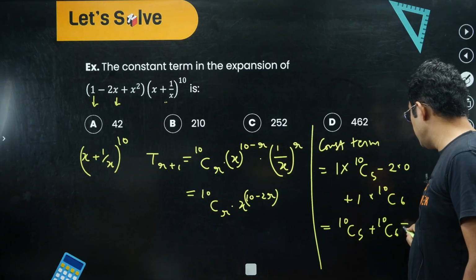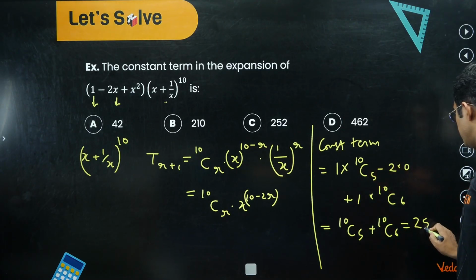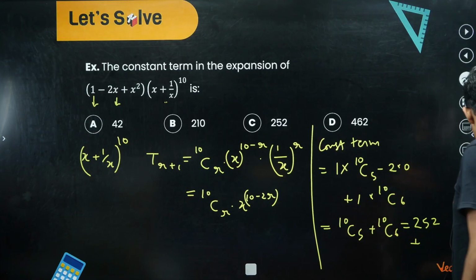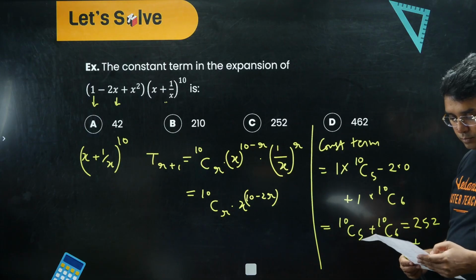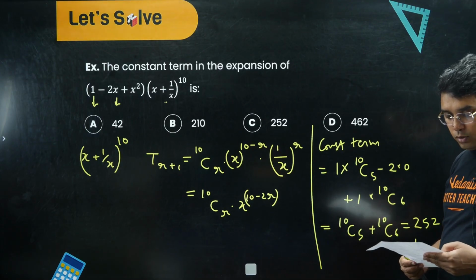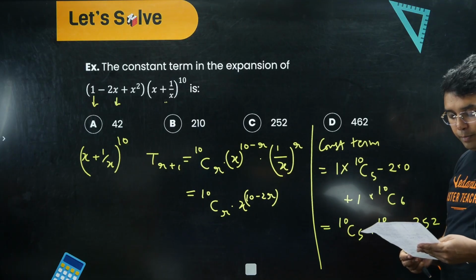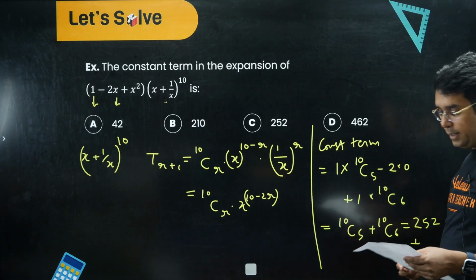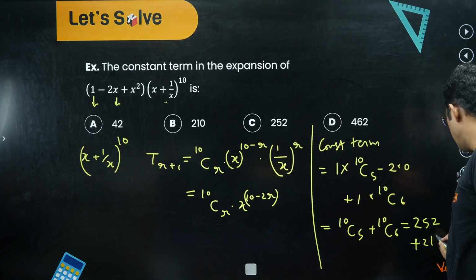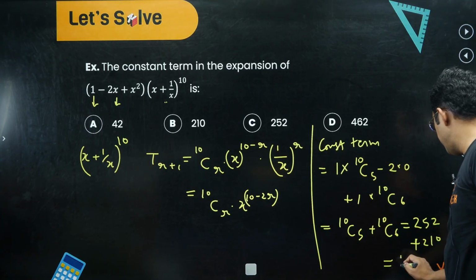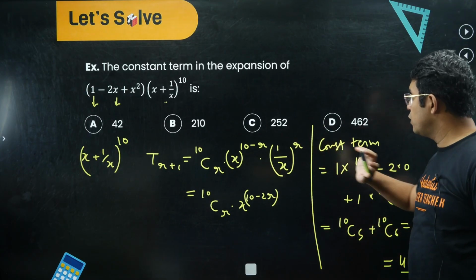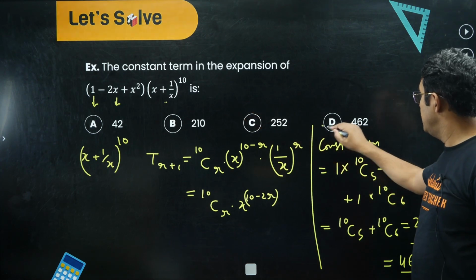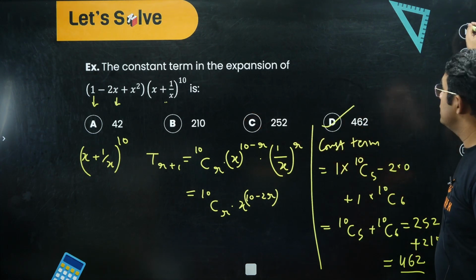You can check the values. I think 10C5, I remember, is 252, and 10C6 you can calculate it. I think no one is supposed to remember them. I think it is 210 maybe. So the total thing will become 462. And also among the options you can check, other values cannot be the answer, so this has to be the answer of this question.